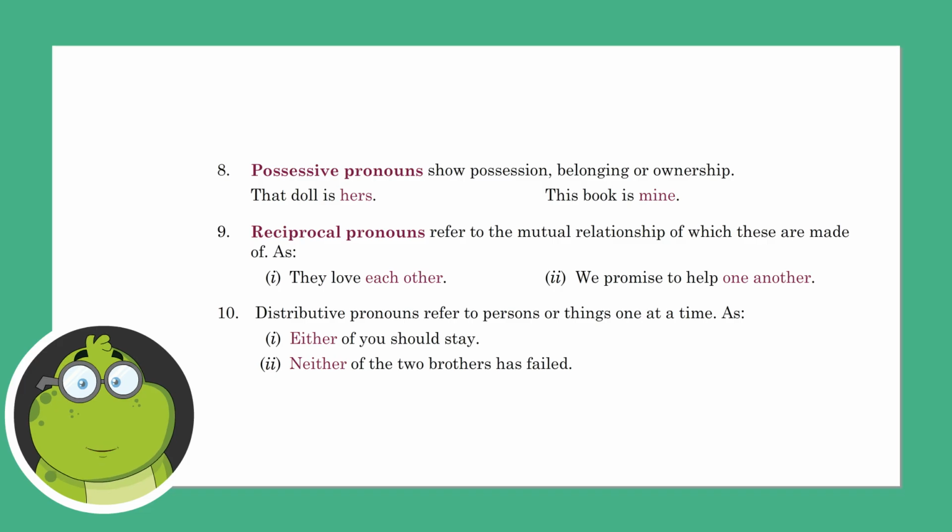Distributive pronouns refer to persons or things one at a time, as: Either of you should stay. Neither of the two brothers has failed.